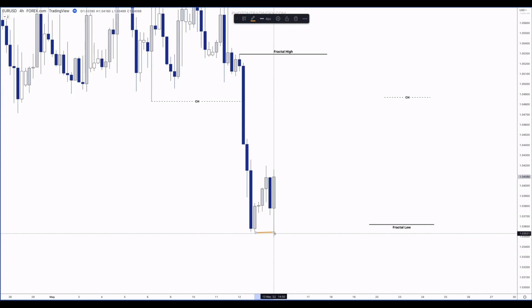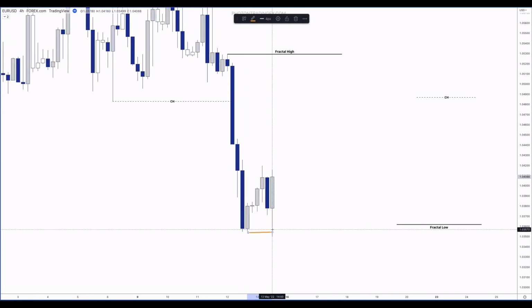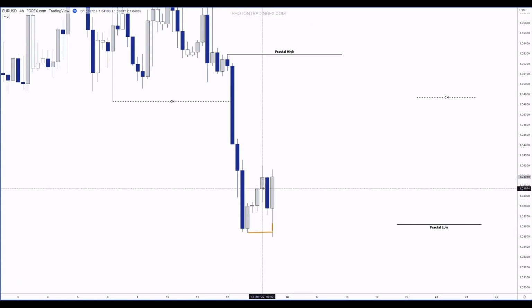And at that exact moment in the live market, you want to look back and go, where is our nearest fractal high now? Remember, it's the nearest candle that failed to break the previous candle's low. So did this candle break the previous candle's low? Yes, it obviously did. Did this candle? Yes. Did this candle break the previous candle's low? No, it didn't.